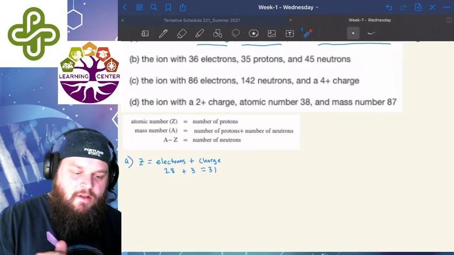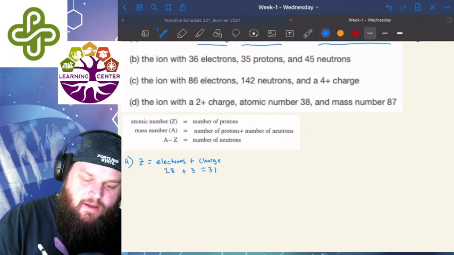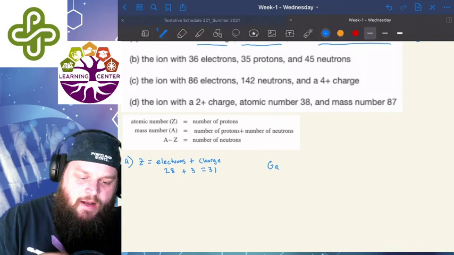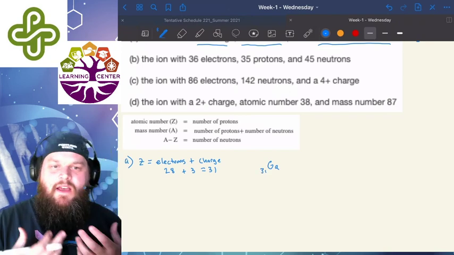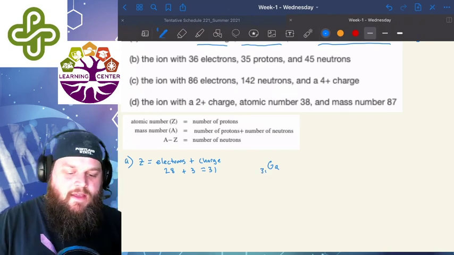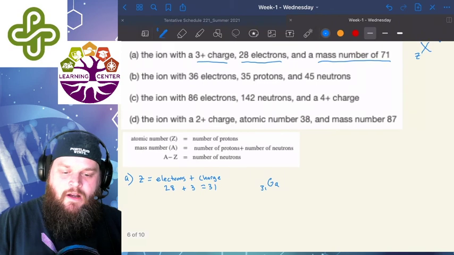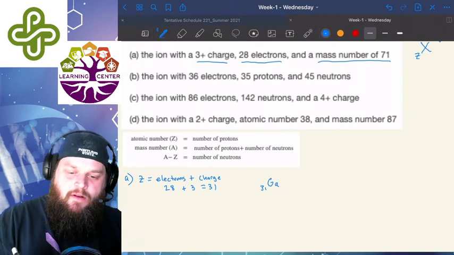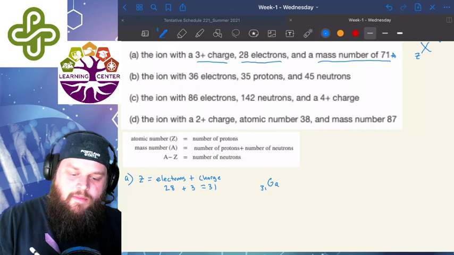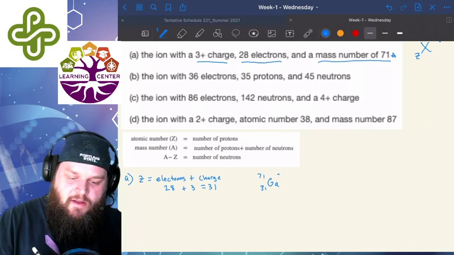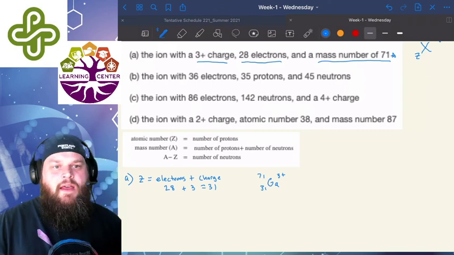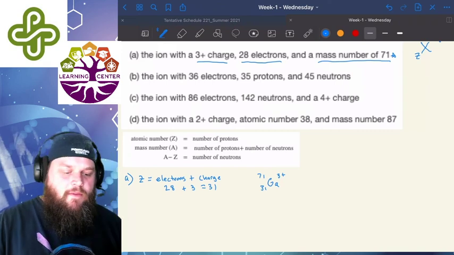So now I know when I'm writing my symbol, Ga, I need to know it's going to be 31. Ga is always going to be 31, so it's a little redundant in that case, but we write it in there anyways. The mass number, A, is going to be 71, and the charge is going to be 3 plus. And that gives us that symbol for gallium.